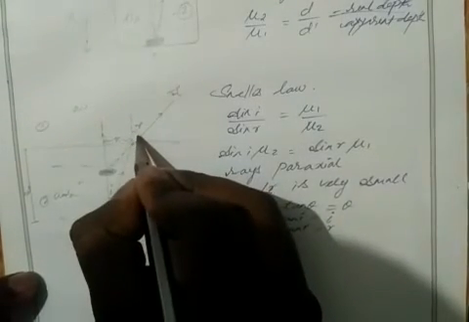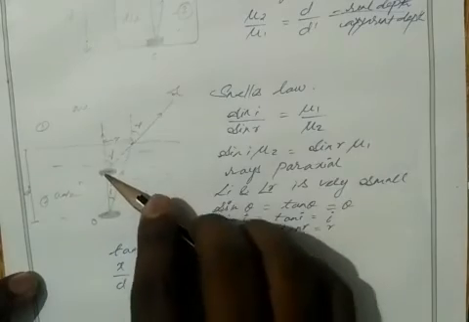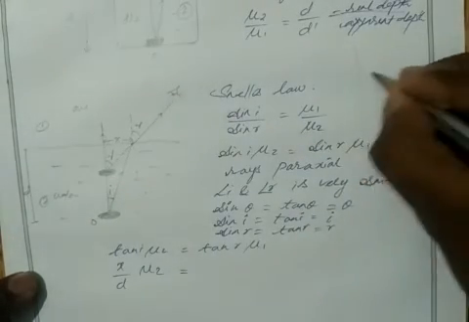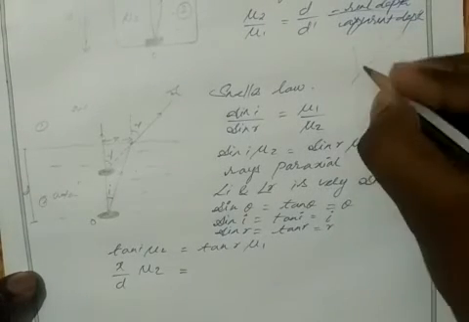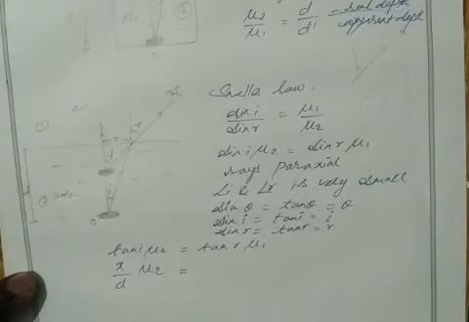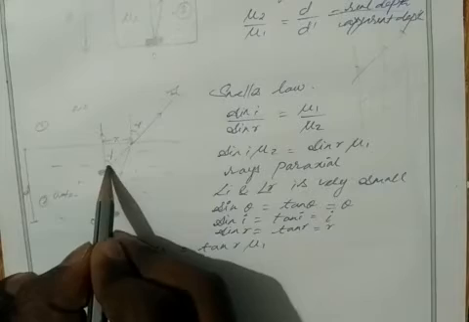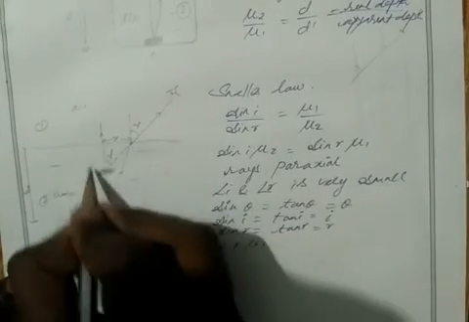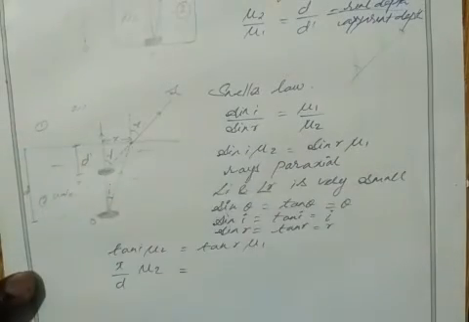If this angle is R, then this angle also will be R, correct? Because both are perpendicular lines and both have the same angle. So if you draw any number of straight lines, all have the same angle. So if this is R, then this must be R. For this theta, I apply tan. So tan theta is opposite by adjacent. What is adjacent here? Adjacent is the apparent depth, d dash.